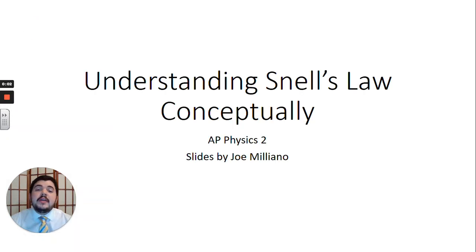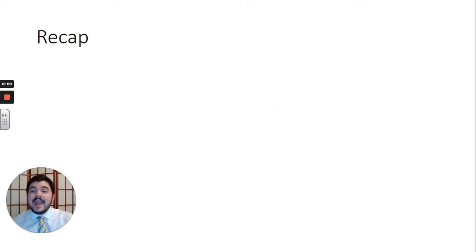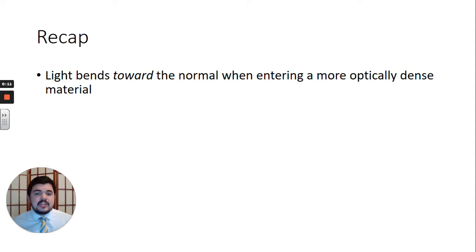In this video, we are going to look at understanding Snell's law and refraction from a conceptual point of view. So let's recap the last video. I didn't maybe mention this explicitly as much, but we did see that light bent toward the normal when it entered a more optically dense material. And so the angle of refraction was smaller than the angle of incidence in that case. It bent toward the normal.